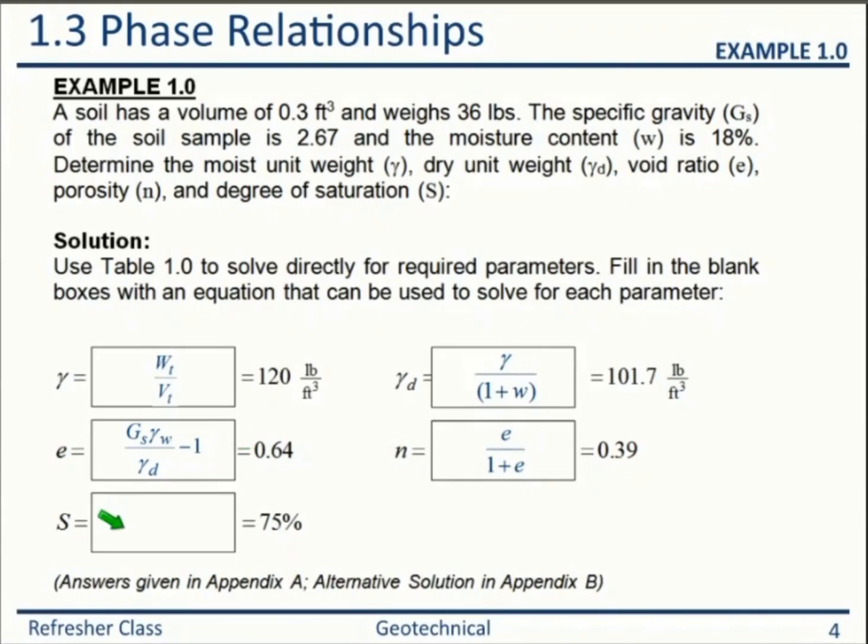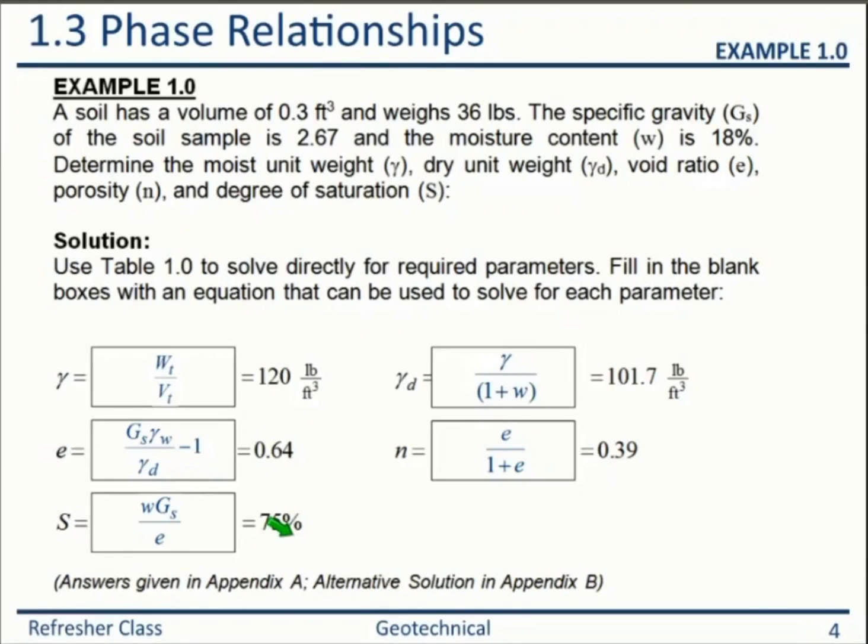Degree of saturation, again from table number 1, this is the equation you will pick up because moisture content is known, specific gravity is known, void ratio we just calculated here. So in the calculation, for the moisture content, again you will put 0.18, the number, specific gravity 2.67, and void ratio 0.64. If you do the math, you will get close to 0.75, and present the answer in percentage, multiplied by 100, so it will be 75%. This is how you will perform the calculations.